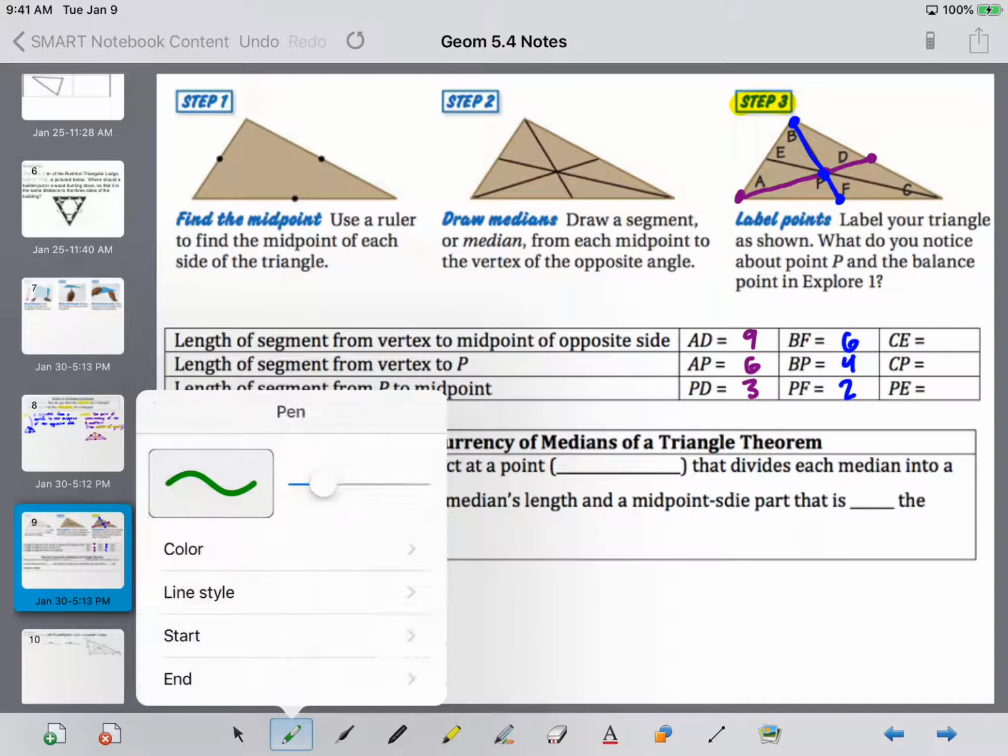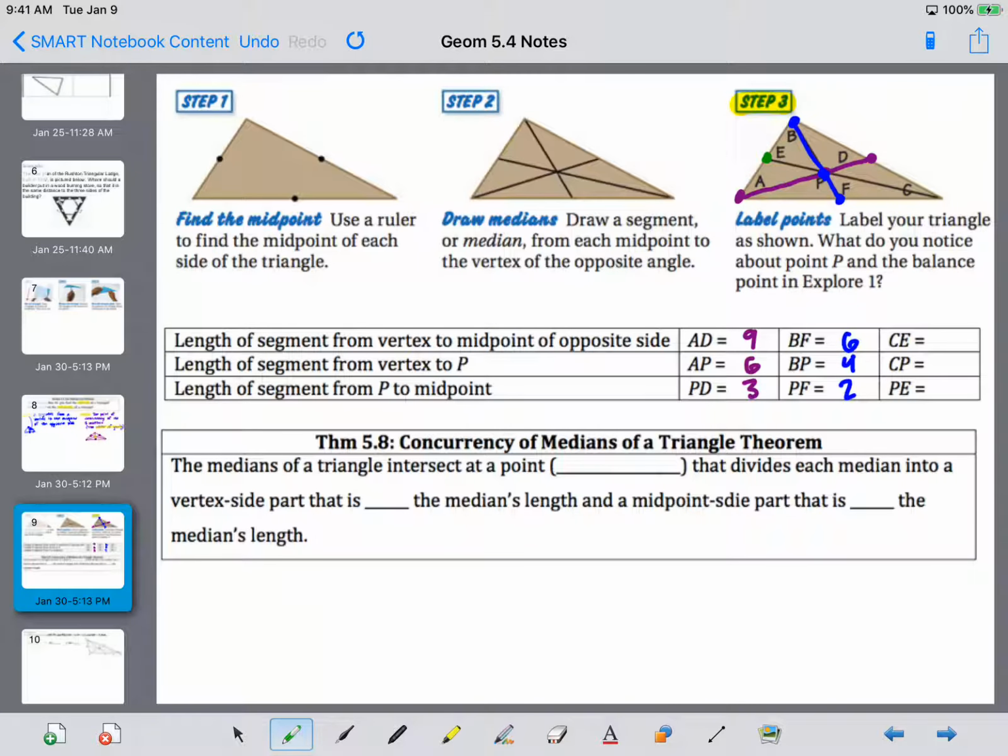Then I did one last measurement from E all the way over to C, and I found that this median was 12 centimeters long. From C to P was 8, and from P to E was 4. We're going to look at those numbers and see if we can find any relationship between the median's length and the location of the centroid.